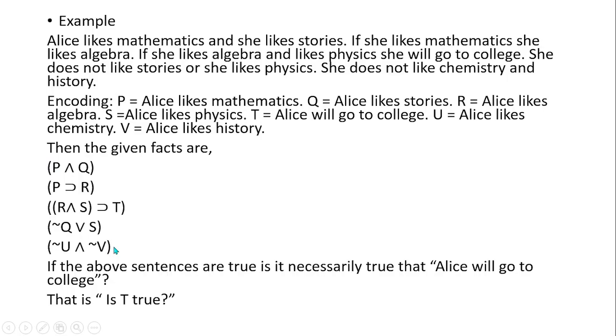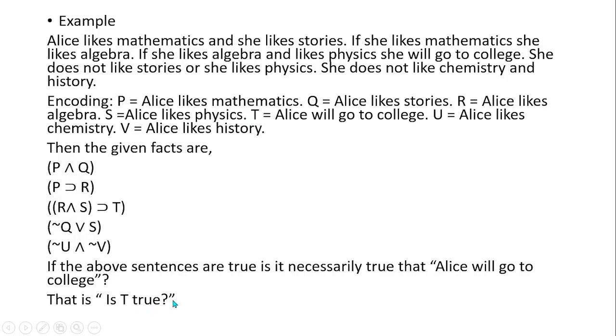Like this we need to write the facts. If means implies, so you need to remember that we need to write like implies, and the remaining are the same. So if the above sentence is true, it is necessarily true that Alice will go to the college. We need to check whether, if all these sentences are true, Alice will go to college. Will go to college is T. Whether that T is true, they are asking.